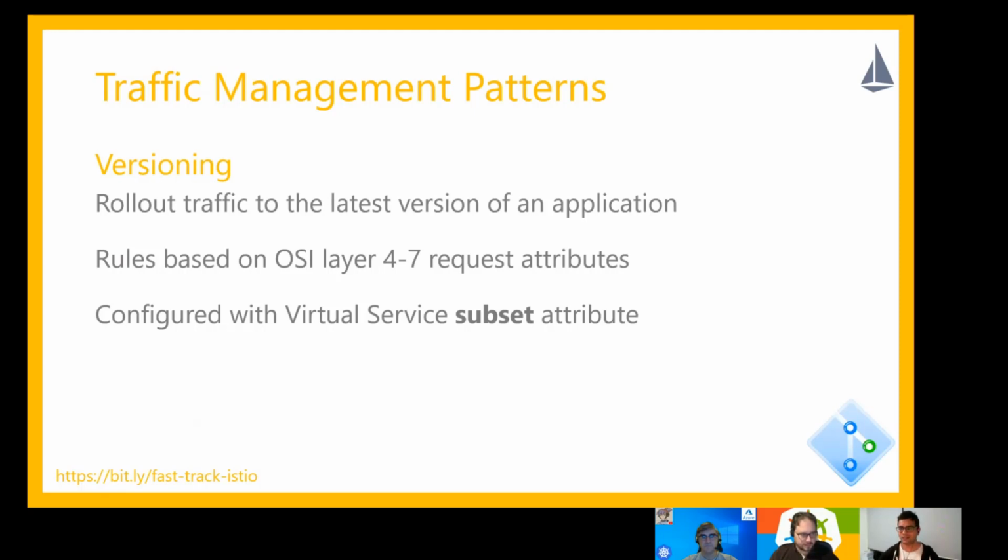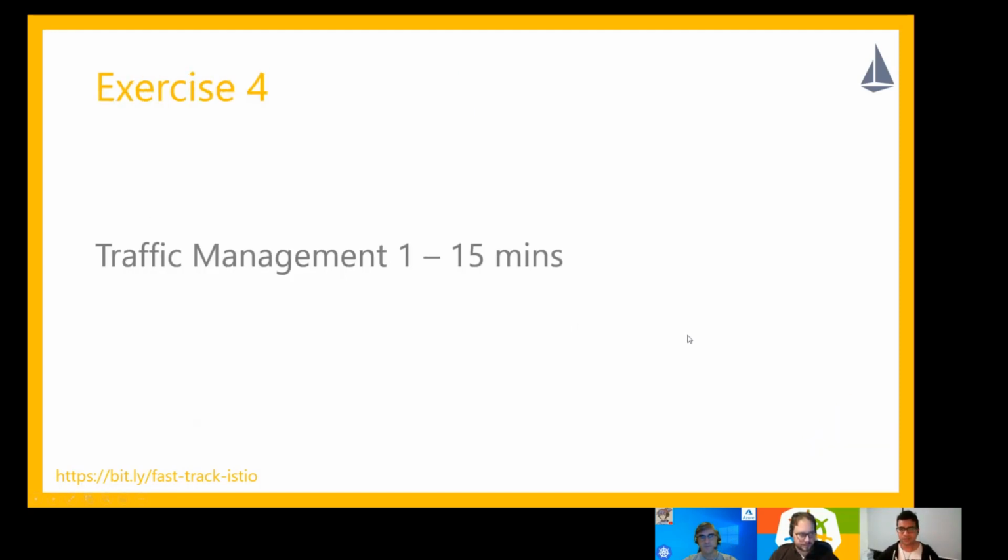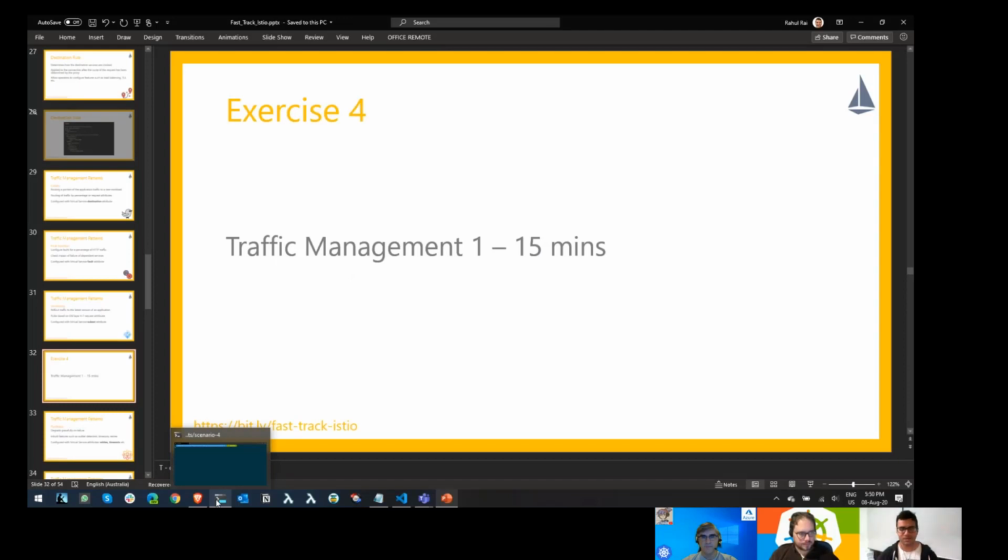Since Istio can look at the whole network packet, you can apply some very high level OSI layer 4 to 7 rules on the network packet. So you can use any of the layer 4 to 7 attributes and configure versioning based on that. It is programmed using the subset attribute. So that brings us to the exercise. I will quickly switch over to my terminal.